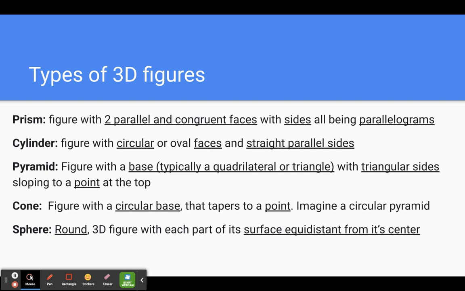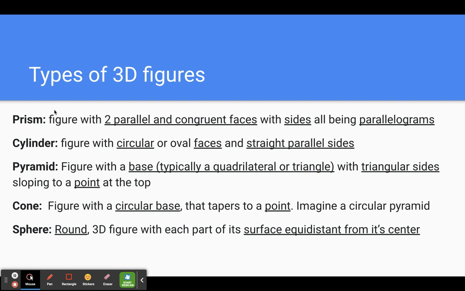Ideally, if we had more time in the school year, we would talk about all 5 of these for surface area, and then in the next lesson, we'll talk about volume. But again, we're just running out of time, so we don't have enough time to go through all 5 of these. It's still important you know about these, but for the purpose of this lesson and for this school year, we're only going to be focusing on prism and cylinder.